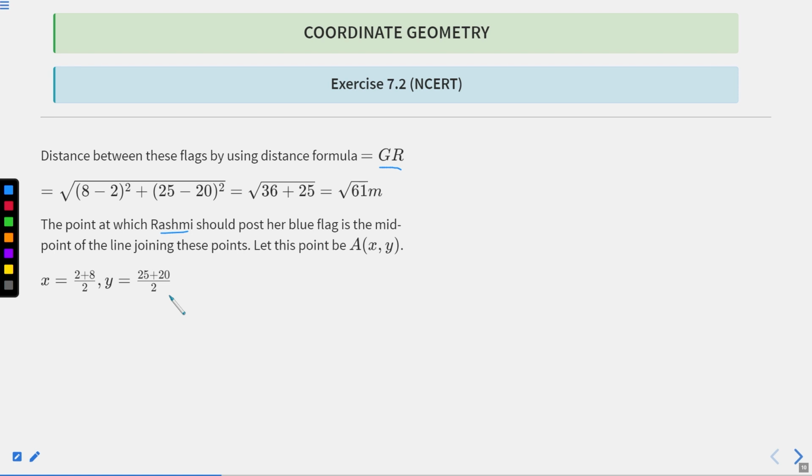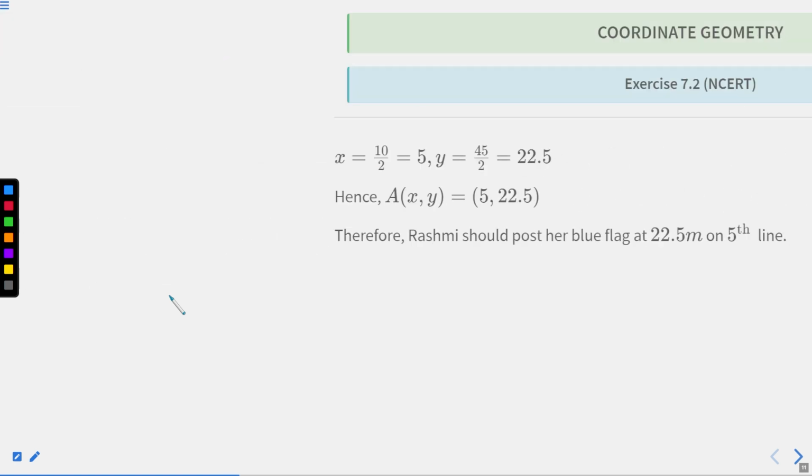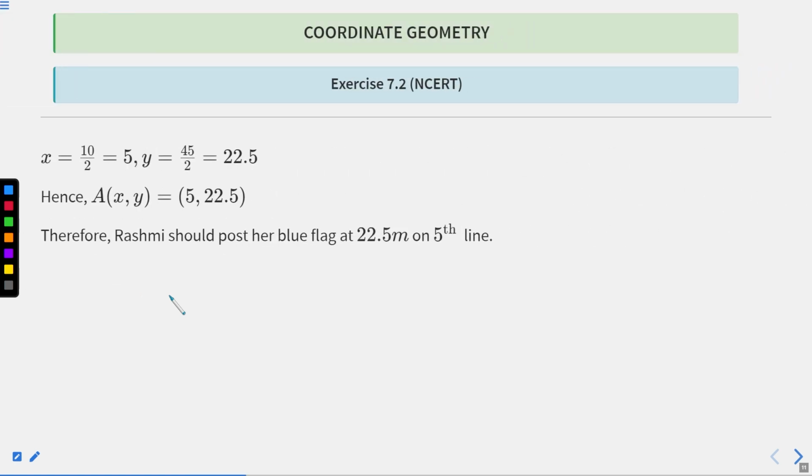The point at which Rasmi should post her blue flag is the midpoint of the line joining these points. If we let the point be A of x, y, then we can use the midpoint formula. The value of x is equal to (2 plus 8) by 2, and the value of y is equal to (25 plus 20) by 2. So we get x equal to 10 by 2, which is 5, and y equal to 45 by 2, which is 22.5.